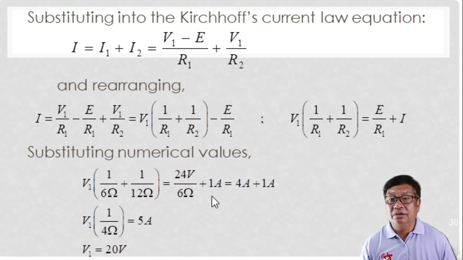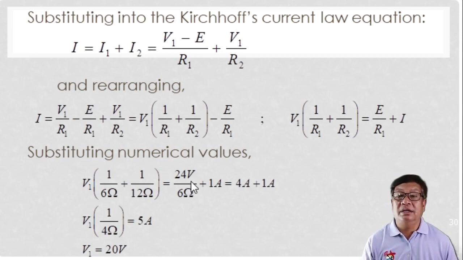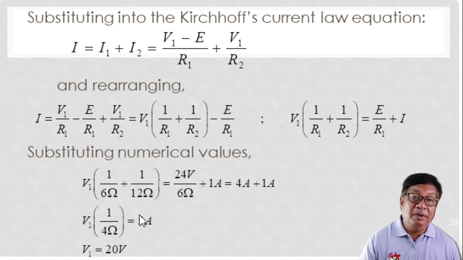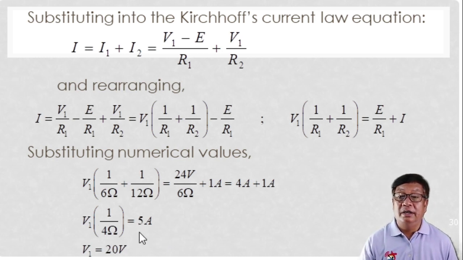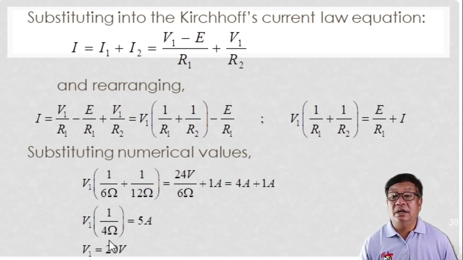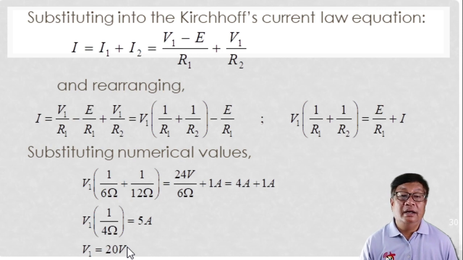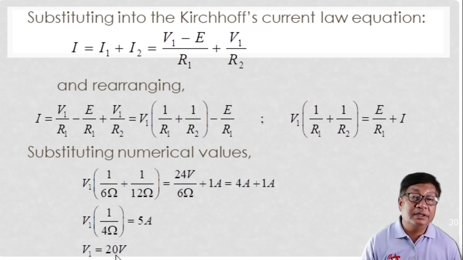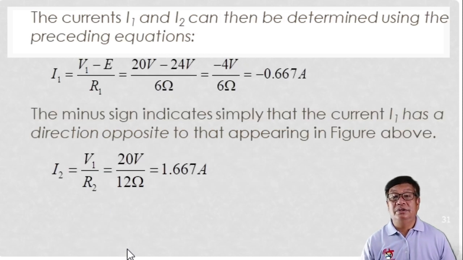Substituting the numerical solution, so we have V sub 1 over 6, then we have this 1 over 12, and then that is equal to 24 over 6, or 4. So we simplify this, we have this V sub 1 divided by 4, so we have this 5 amperes. Then we have also this voltage, voltage V sub 1 is the resistor 4 ohms times 5 amperes. Then we have this V sub 1, 20 volts.